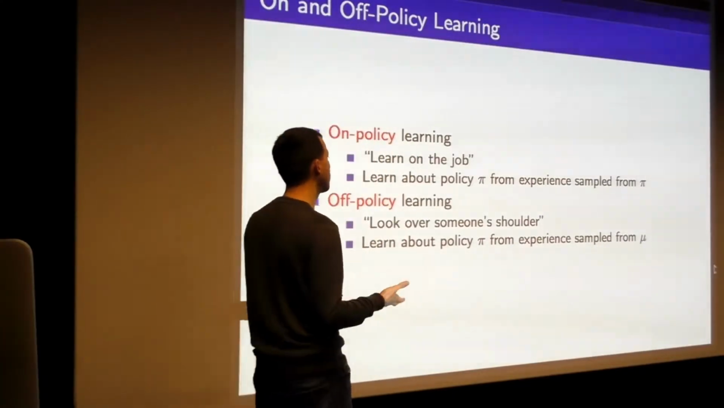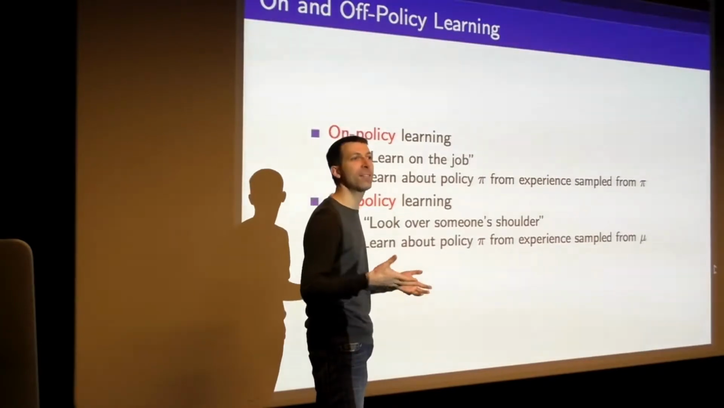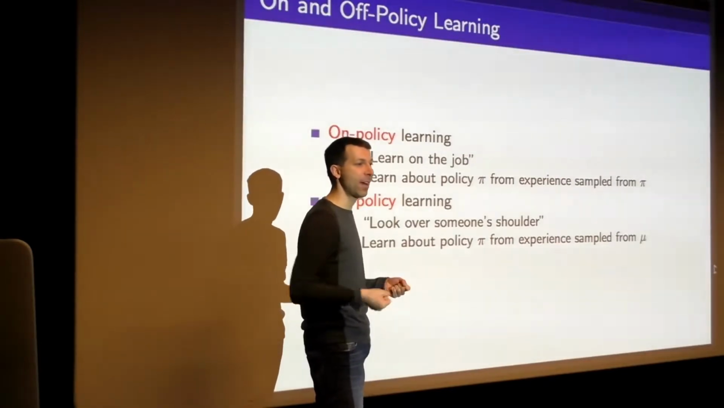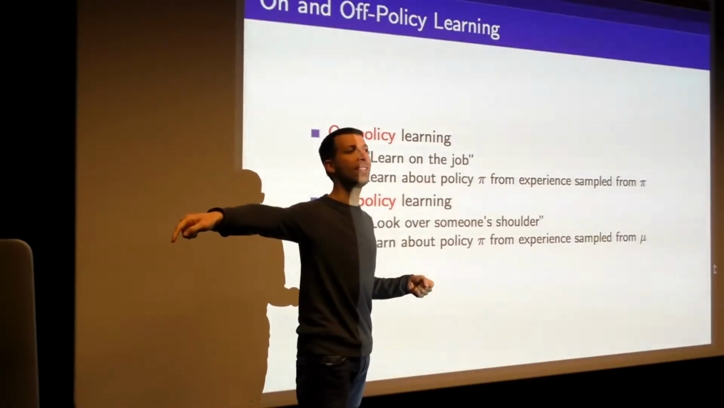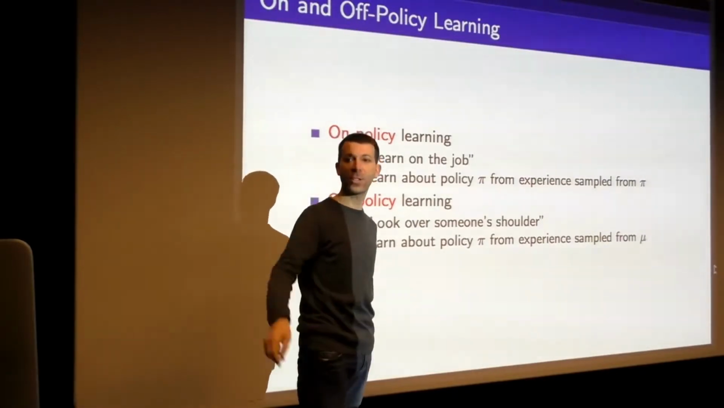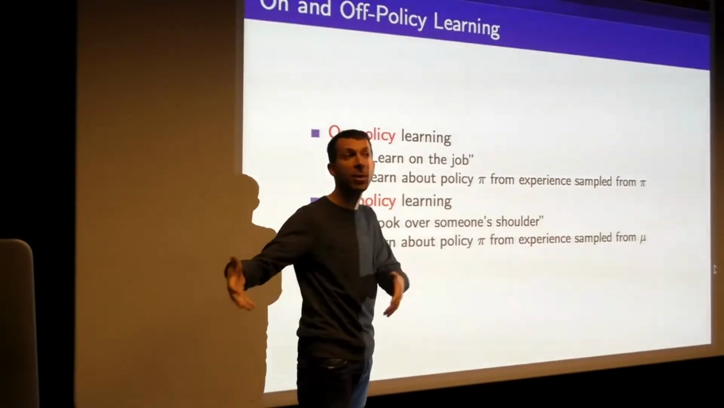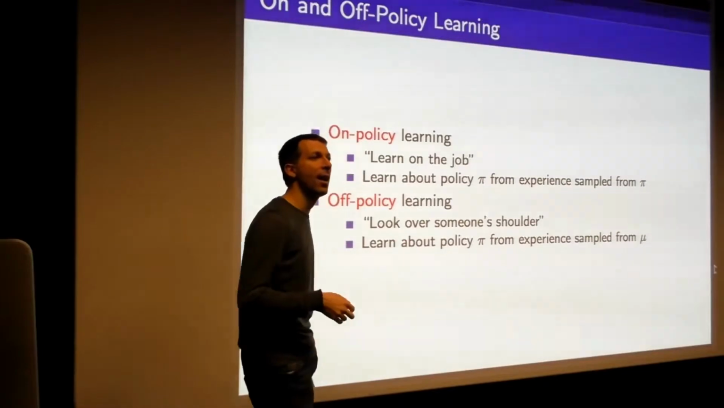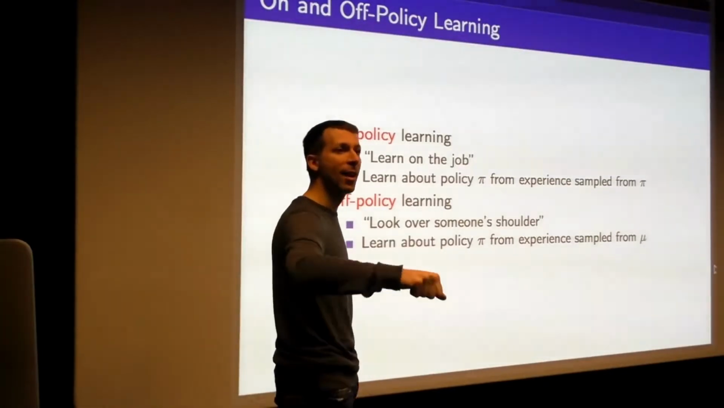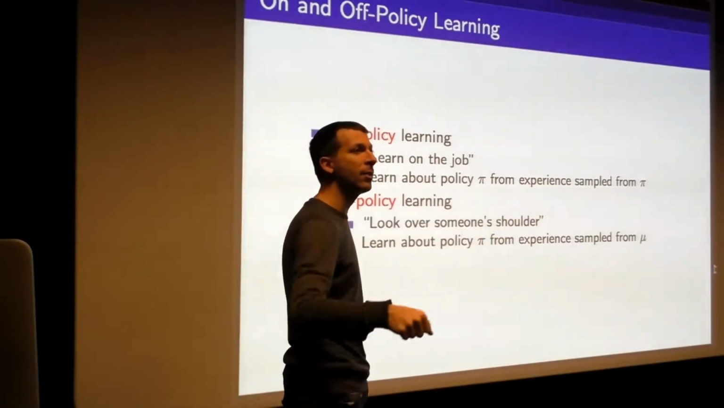But that's not the only choice. We can also do off-policy learning, which you can think of as looking over someone's shoulder. You might have some robot which is watching some other robot walk around, and it's trying to figure out the optimal behavior by just observing some other robot, or maybe even a human, behave. Maybe a human gives some example demonstrations, maybe some teleoperated arm, and the human says, this is how you should move this arm around.